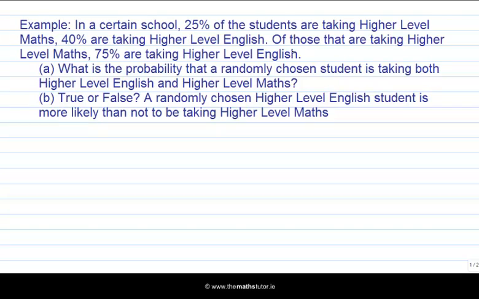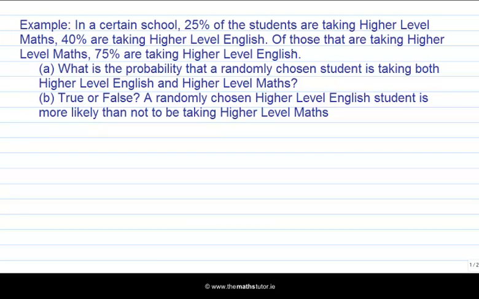In this example, we're given some data about the students in a particular school, and we're told that 25% of them are taking higher level maths, 40% are taking higher level English, and that of the ones taking higher level maths, just of those ones, 75% are taking higher level English as well. Then we have a couple of questions to answer about the probability of a randomly chosen student taking both higher level subjects, and we have a true or false. Right, so how does this all relate to probability?